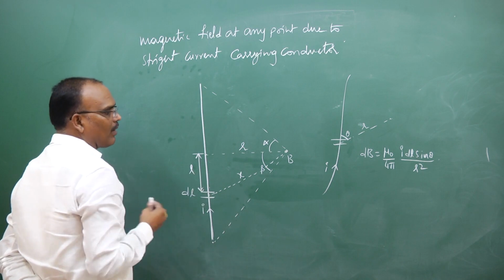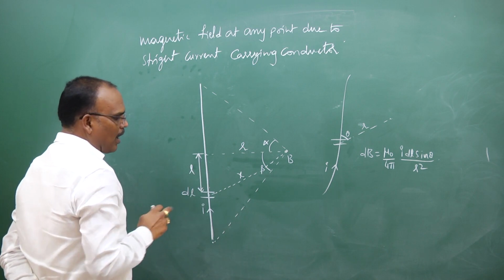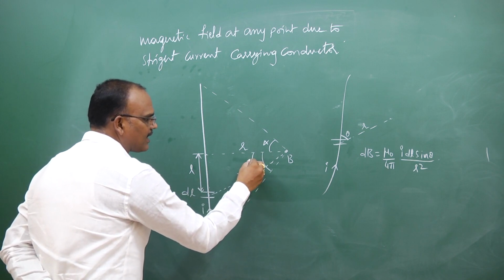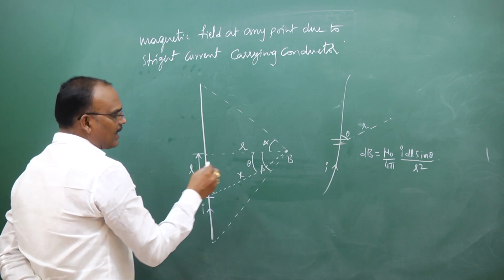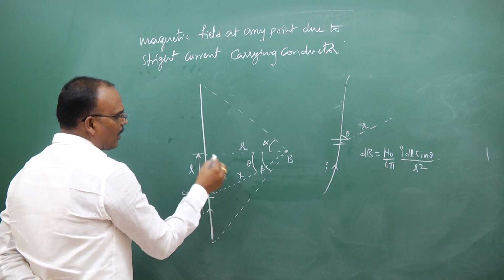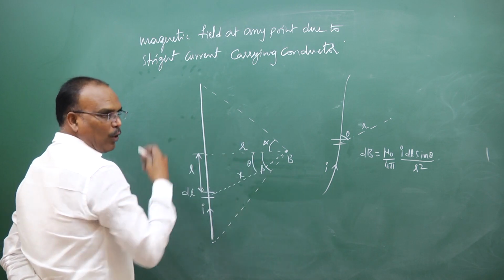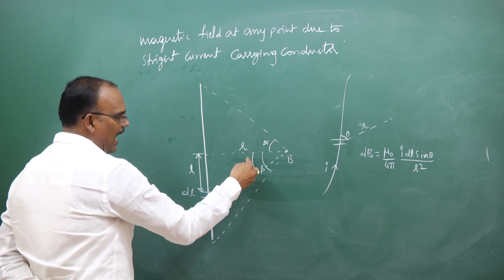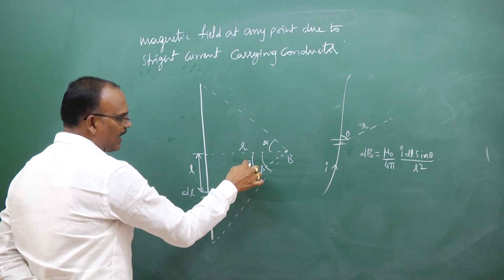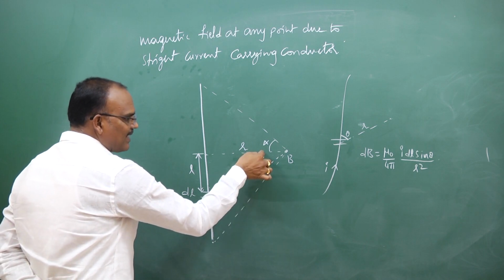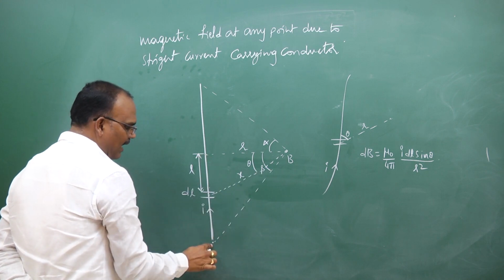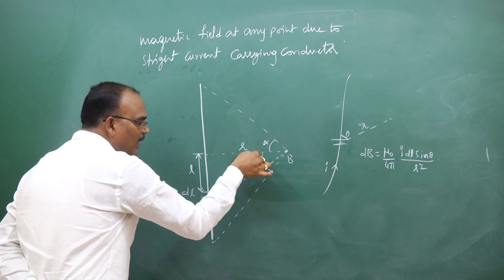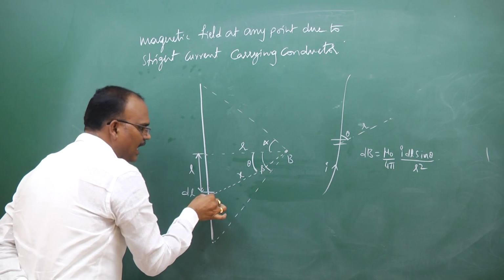But for my convenience, I am not going to take angle theta here. I'll take angle theta here. See carefully, this is very important. When this elemental portion is here, X and R are the same, so this angle is 0. If I take the elemental portion further along, the angle increases. Automatically this theta becomes beta. That means this angle is going to represent this portion of the conductor.